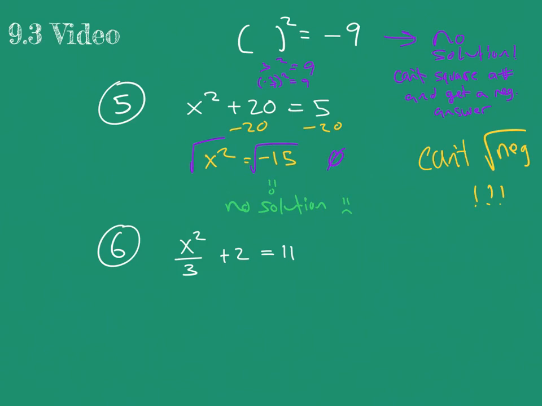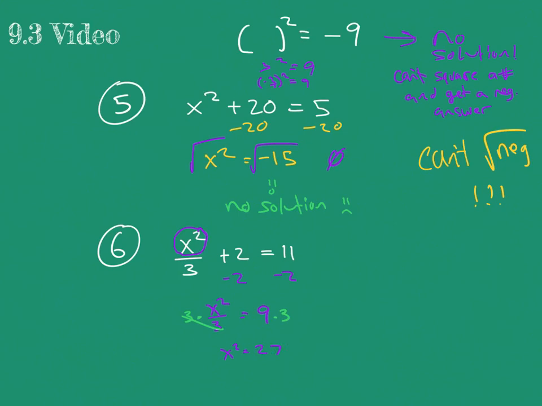All right, number 6 here. If you want, pause the video, try it yourself. Otherwise, I'm going to work through this one still too. What we're going to do here is get the x squared alone. I got to get this term alone, the x squared. So I'm going to subtract 2 from both sides. And I get x squared over 3 equals 9. And then I'm going to multiply both sides by 3. I feel like it's been a while since we've done that, so this is good practice. You multiply both sides by 3, and we get x squared equals 27.